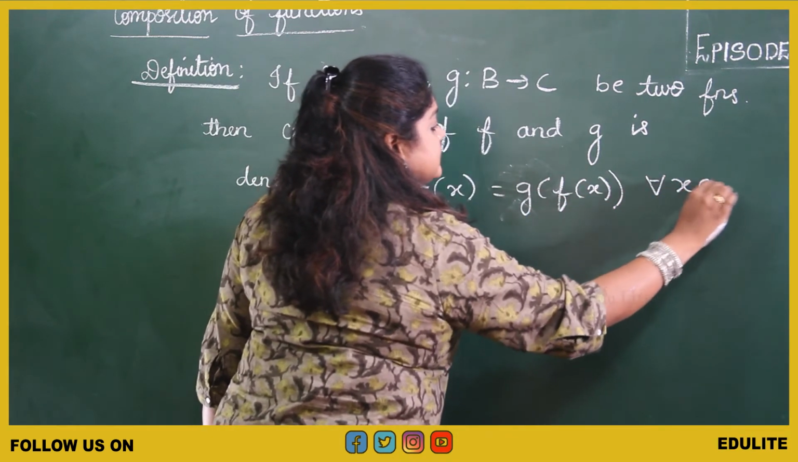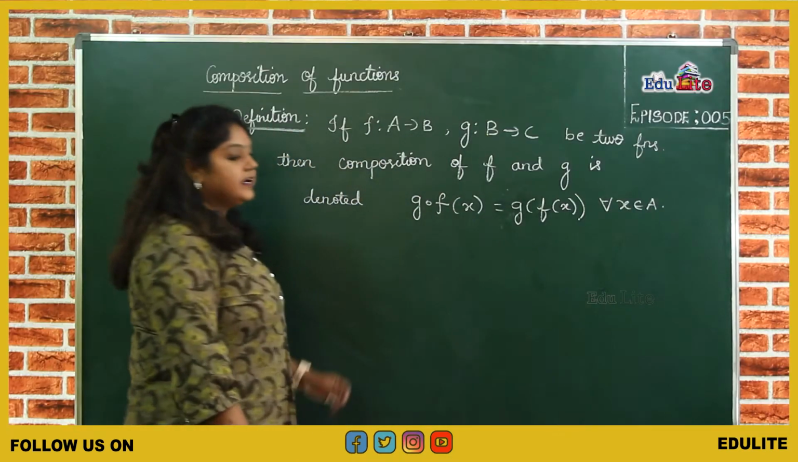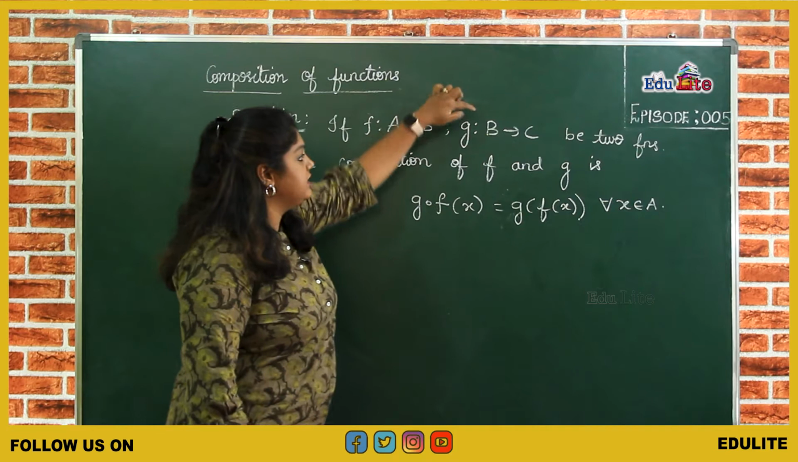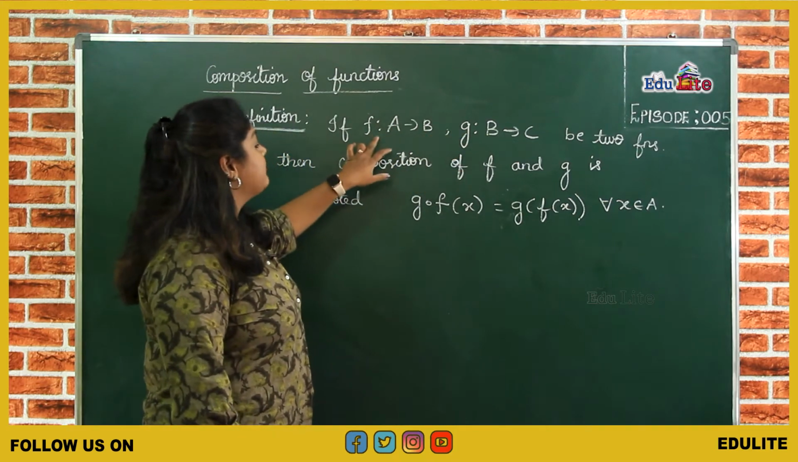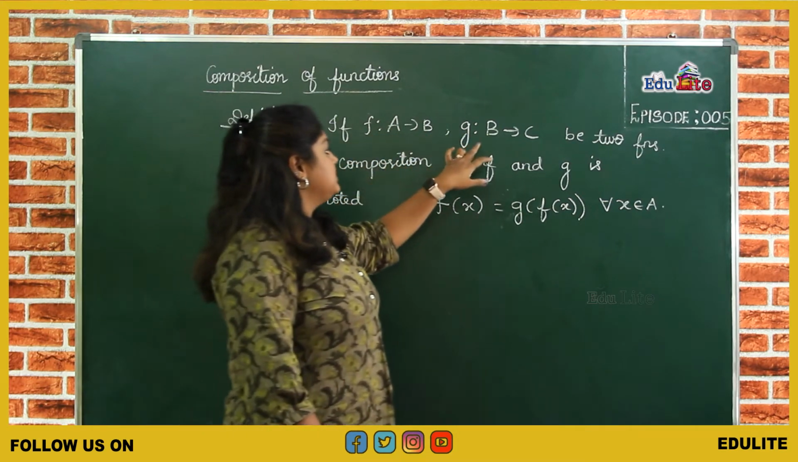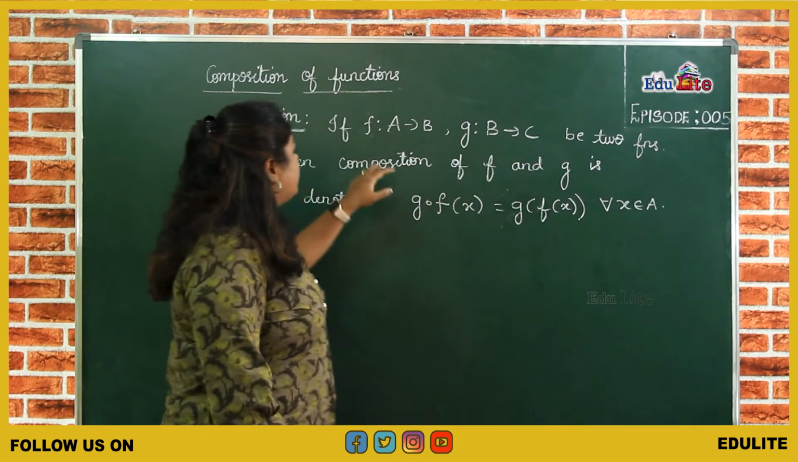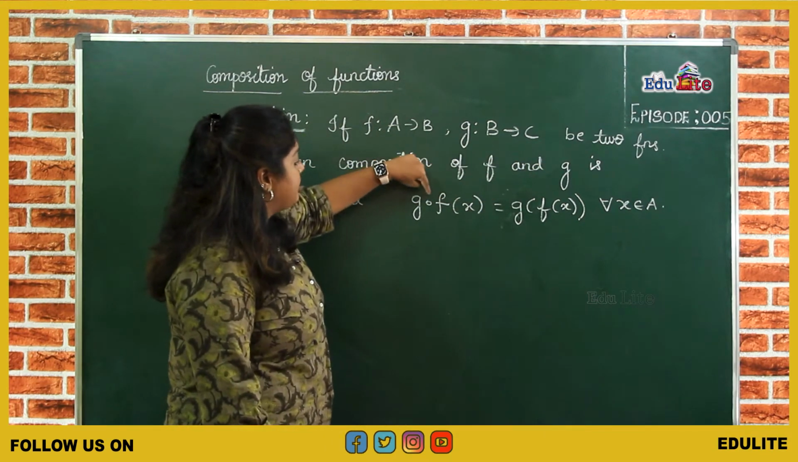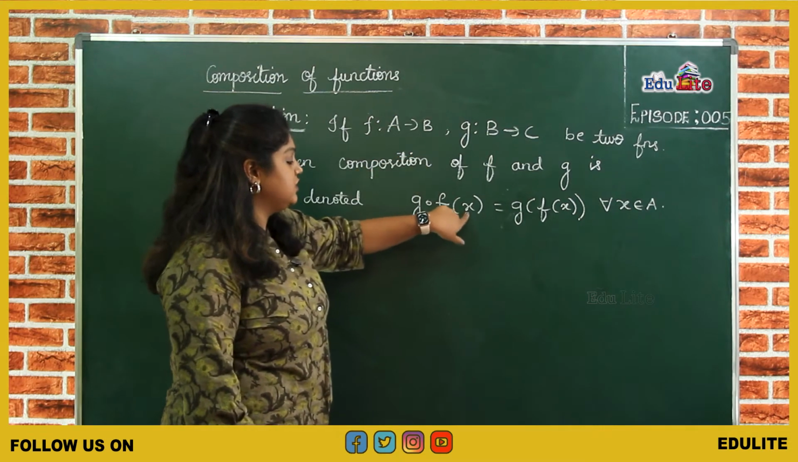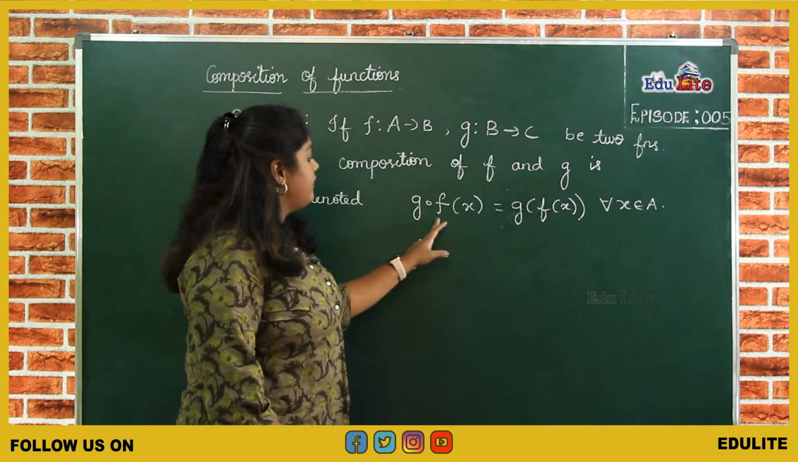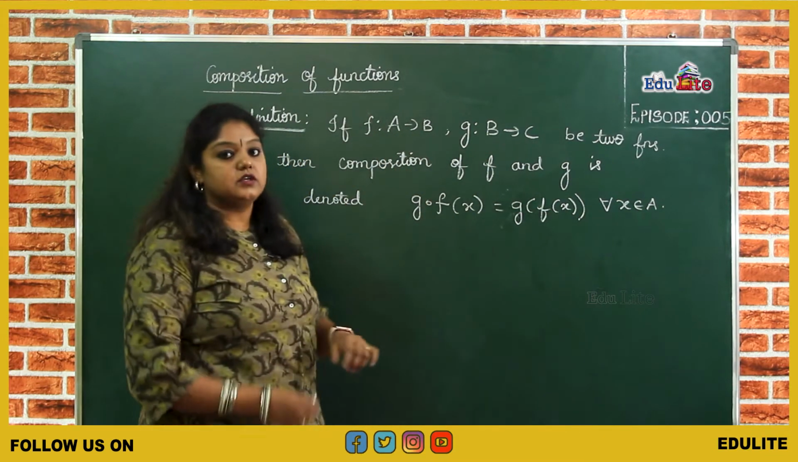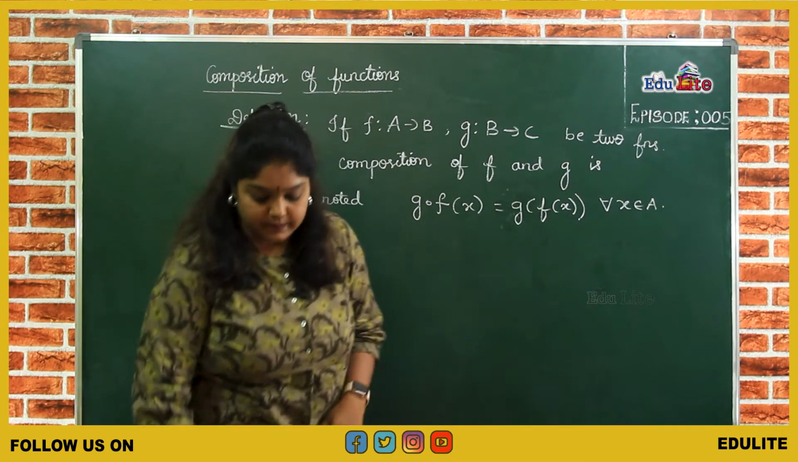So this is the definition of a composition of functions, where f and g are two functions. f is a mapping from A to B and g is a mapping from B to C. Composition of these two functions is denoted as g composite f, where (g composite f)(x) is g of f of x for every x in A. So we will see problems under this.